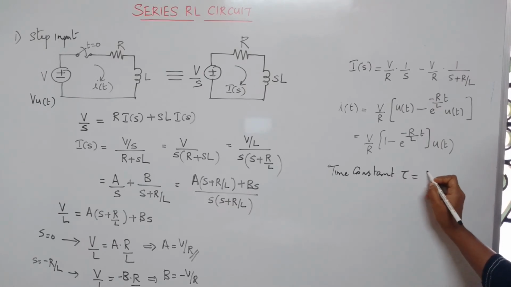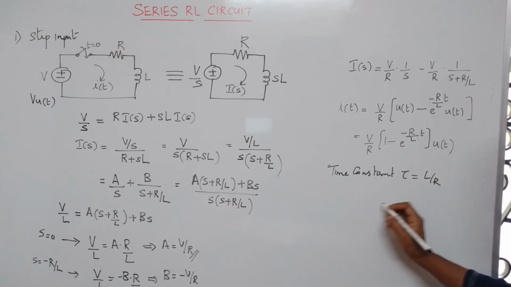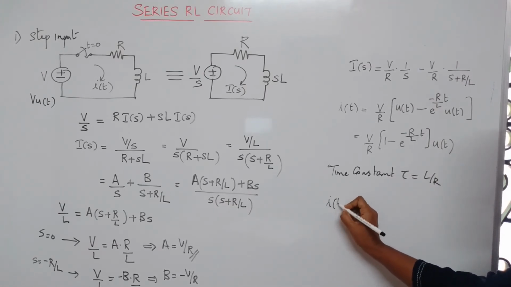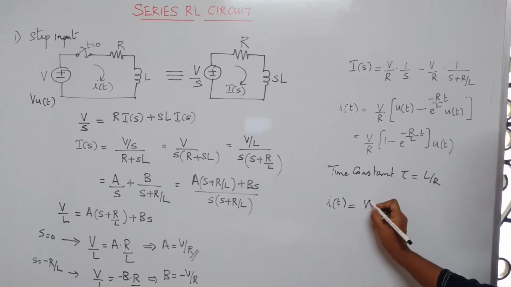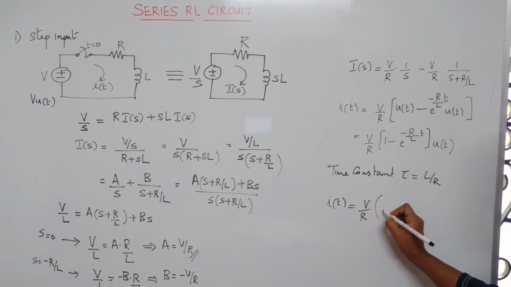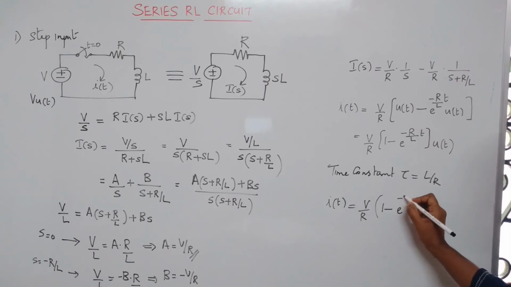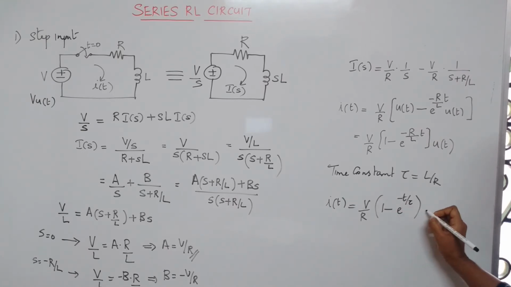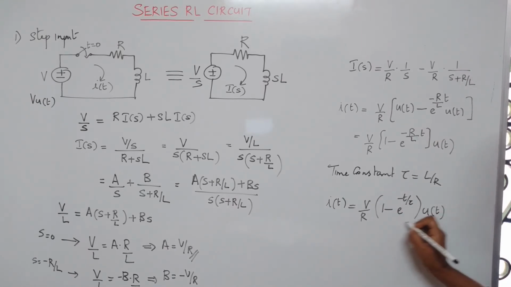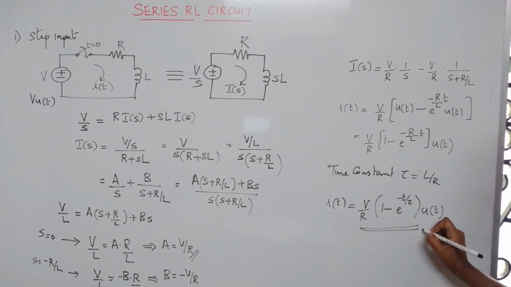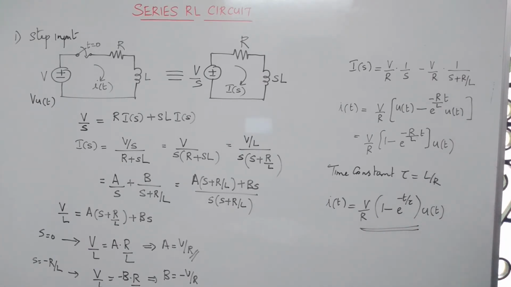Tau equal to L by R. Then using tau we can write i of t equal to V by R into 1 minus e raised to minus t by tau, u of t. So this is the analysis of series RL circuit for a step input.